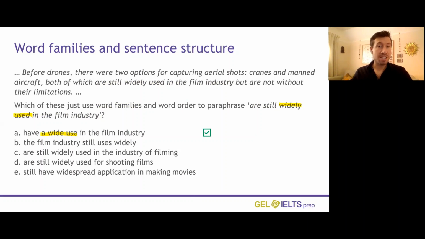So that one's correct. The next, it says the film industry still uses widely. Okay, so are still widely used. Okay, here we've got uses, which is a verb, another verb form. And then widely, again, is an adverb. The rest has stayed the same. So it's just used word families, to paraphrase that. So that's another one. And then here we go, are still widely used in the industry of filming. So the film industry, the industry of filming, it's just moved those words around.